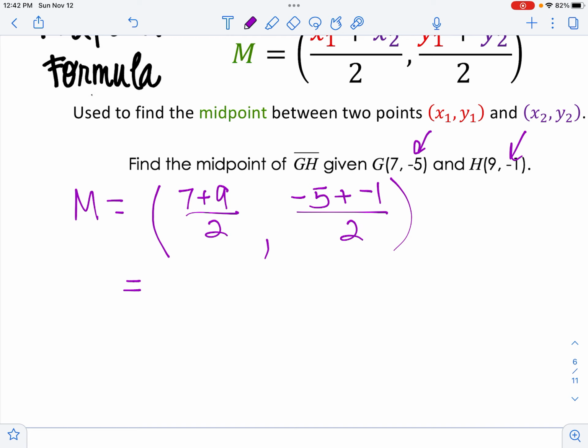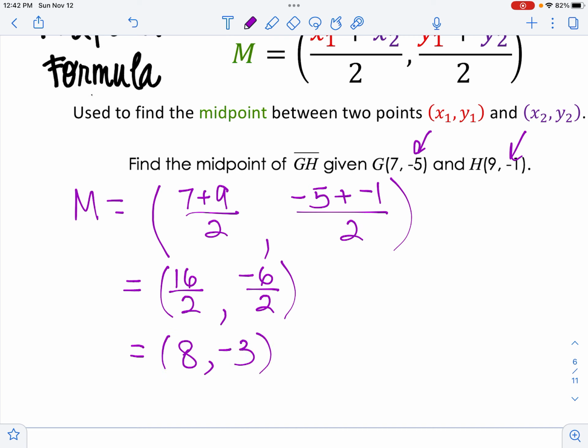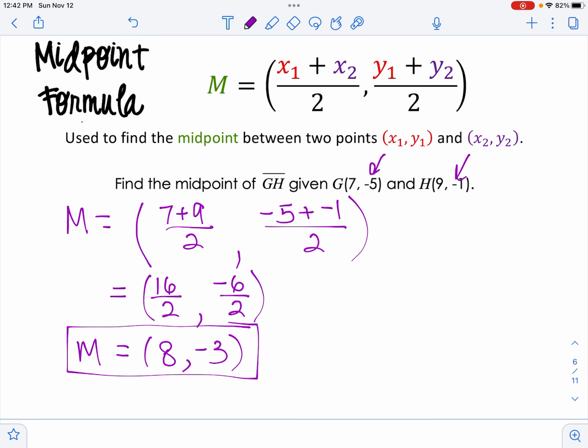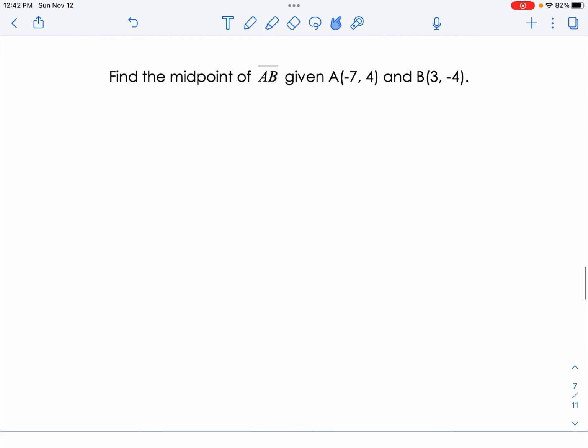Okay, so 7 plus 9 is 16. And negative 5 plus negative 1 is negative 6. So 16 divided by 2 is 8. Negative 6 divided by 2 is negative 3. The midpoint of this segment lies at the point (8, negative 3). It's a pretty easy formula to use. Just get used to the notation. Okay, let's try one more, make sure we're okay, and then we'll try some variations that can make it a little bit trickier.